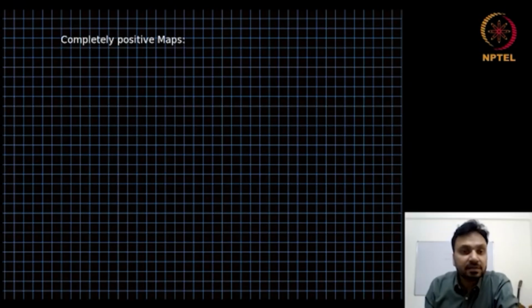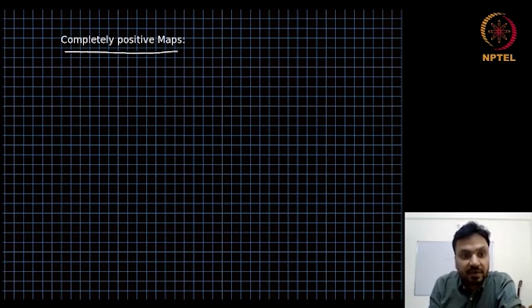Today we will be discussing completely positive maps. This is in sequence, in continuation with the positive maps and stuff we have been studying. So just to recapitulate, a positive map omega is something which takes positive operators to positive operators.